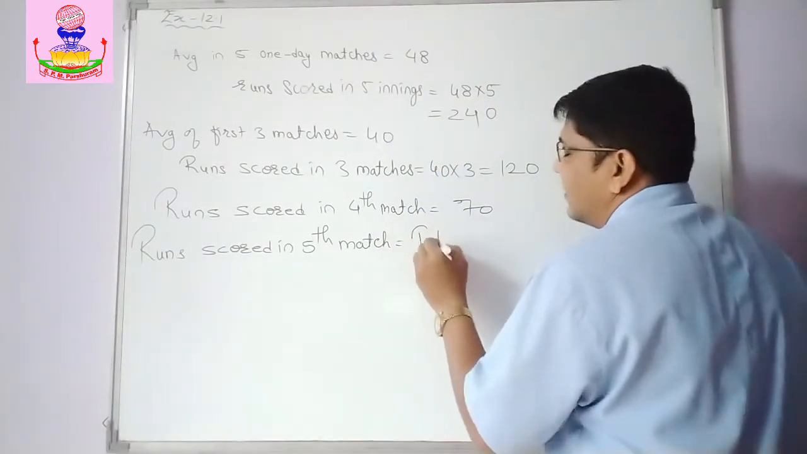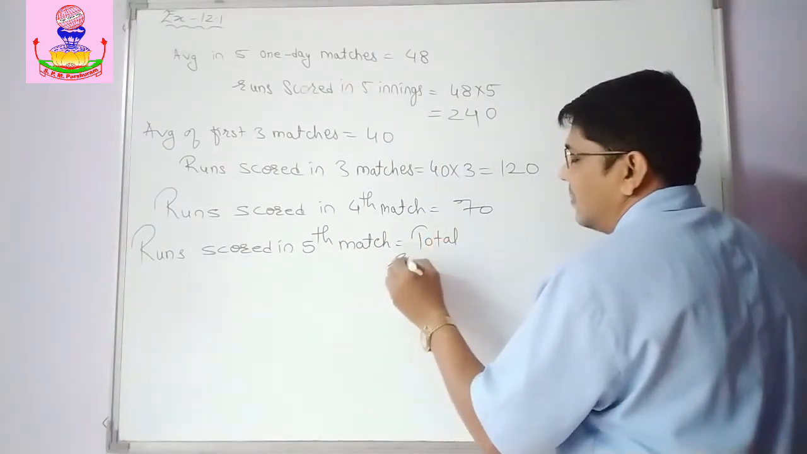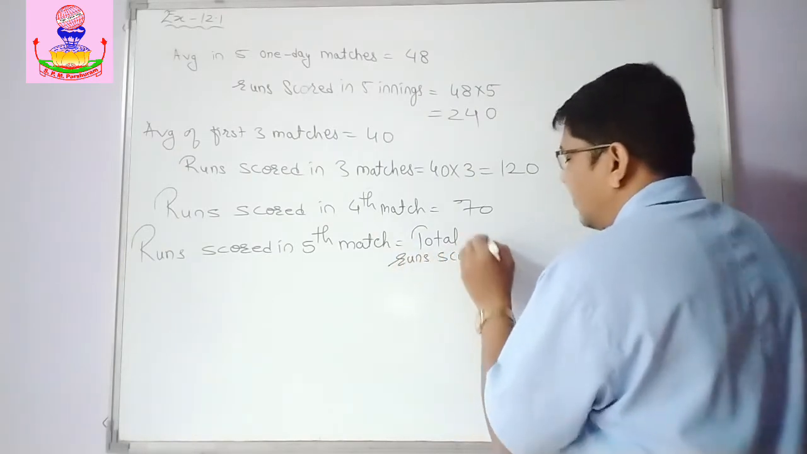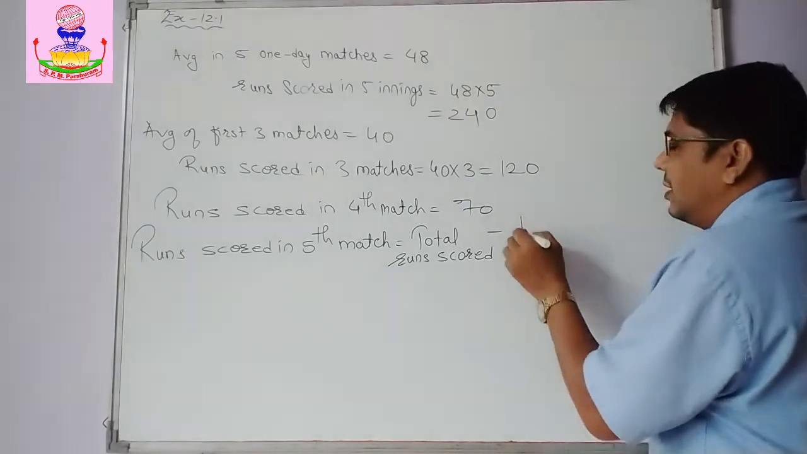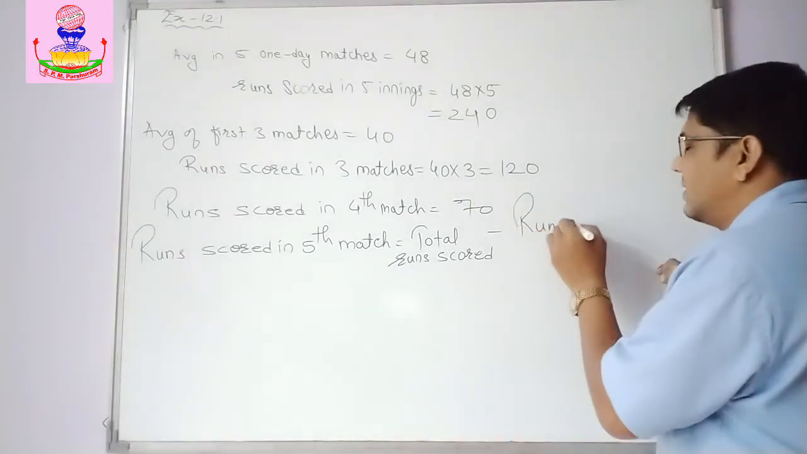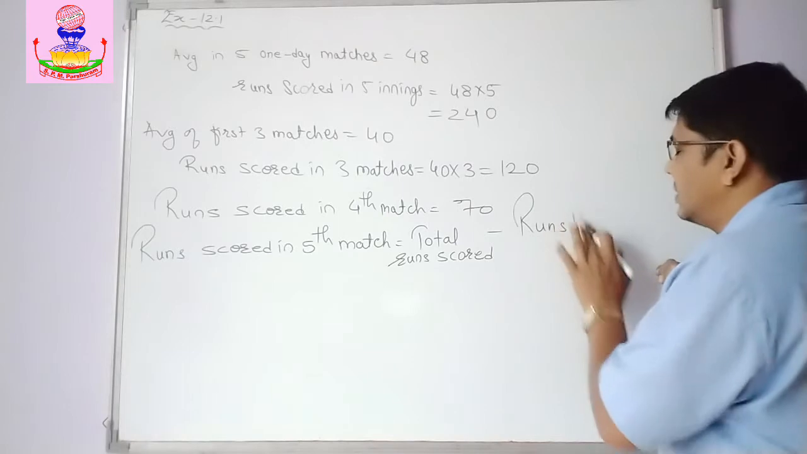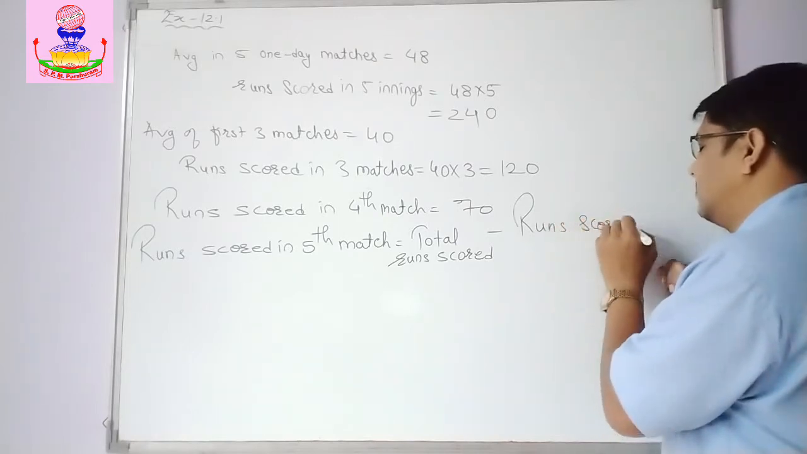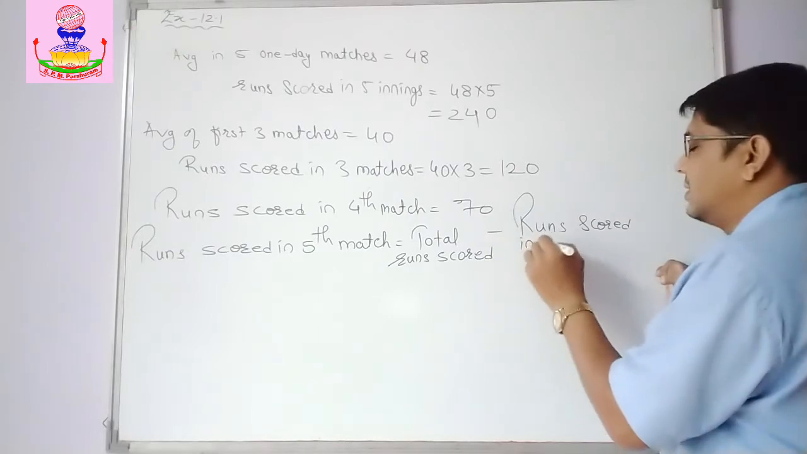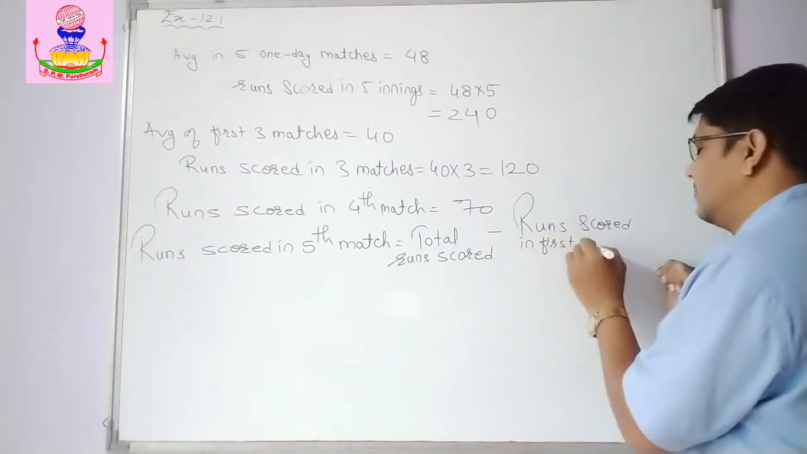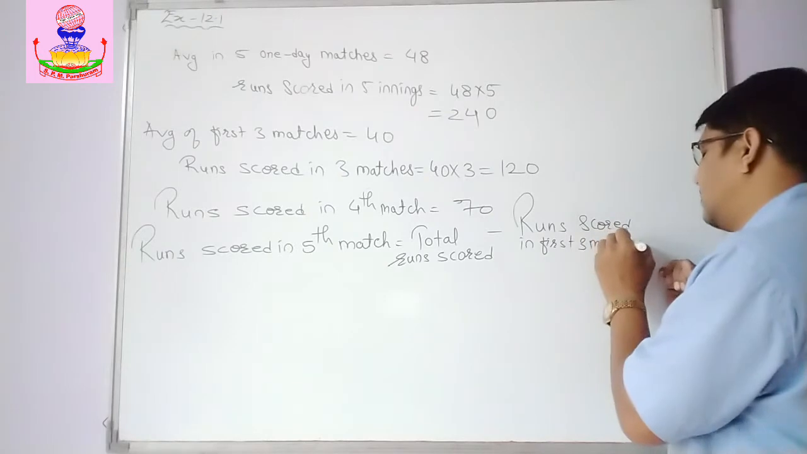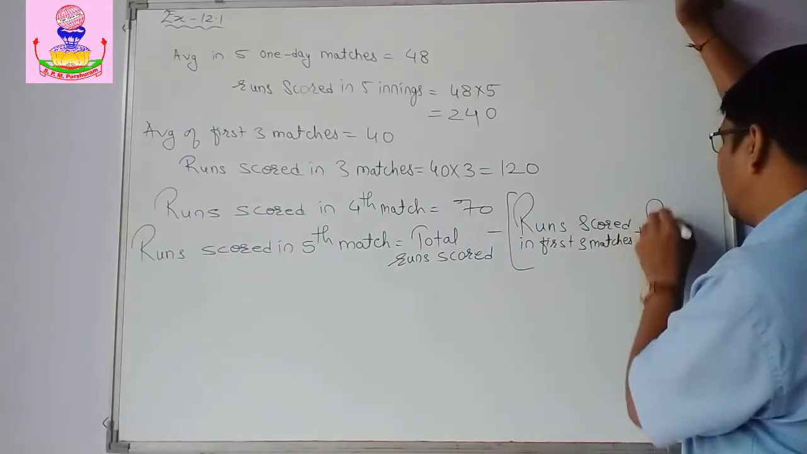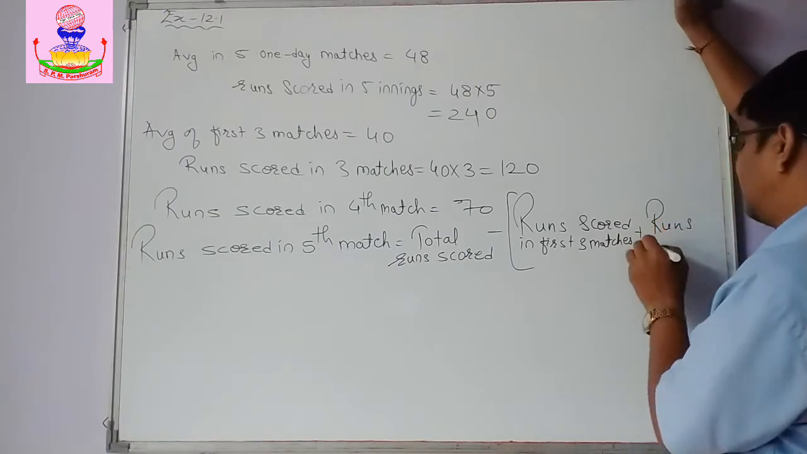What will it be? Total runs scored minus runs scored in the first 3 matches, plus runs in the 4th match.